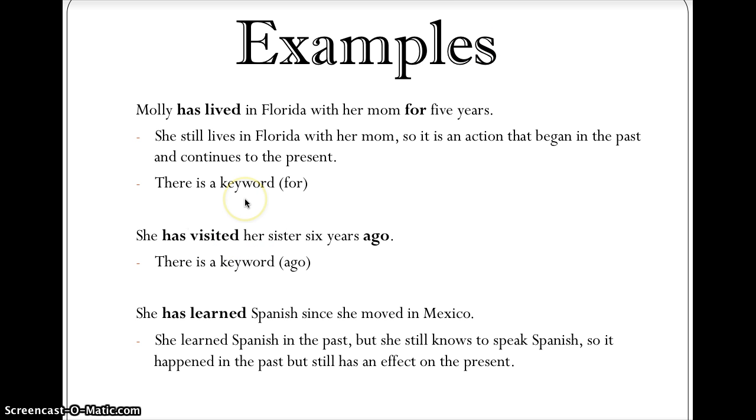Then a second example is she has visited her sister 6 years ago. There's the keyword ago. And she has learned Spanish since she moved to Mexico. She learned Spanish in the past, but she still knows how to speak Spanish. So it happened in the past, but still has an effect on the present. And this is when we use the present perfect.